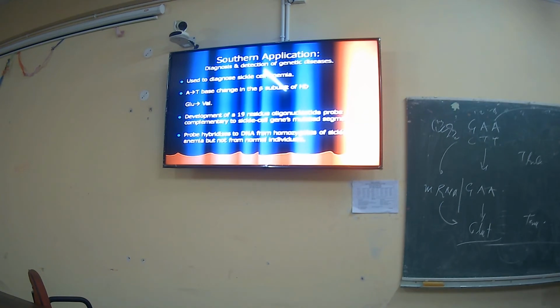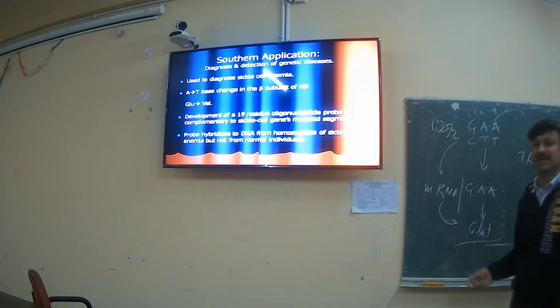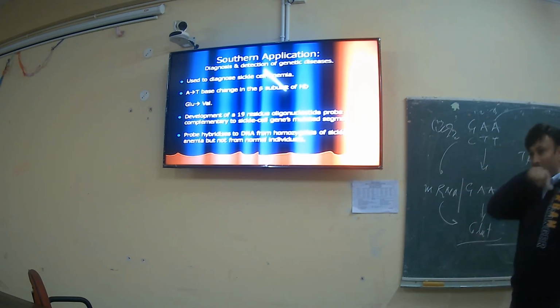That will be done in the Southern application, or Southern blot. So how can you find out that this base pair is changing, or that this base pair has a mutation? How can you find out that a mutation has occurred? In which case is Southern blot applied here? How can you identify it by Southern blot?